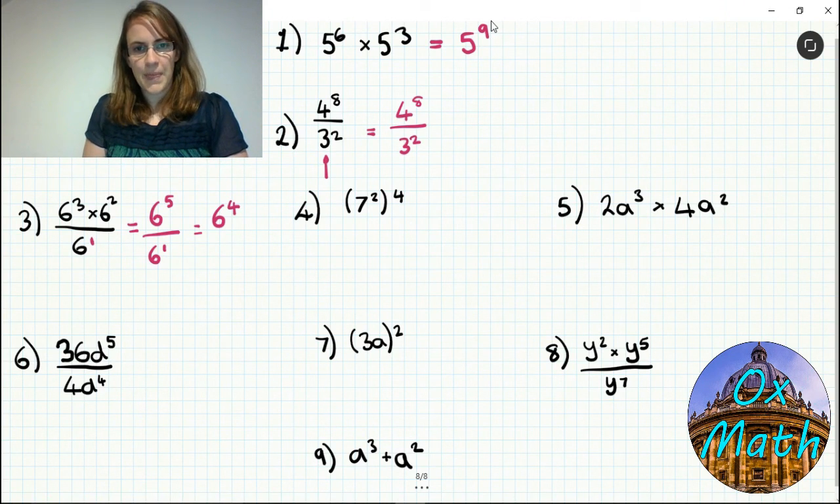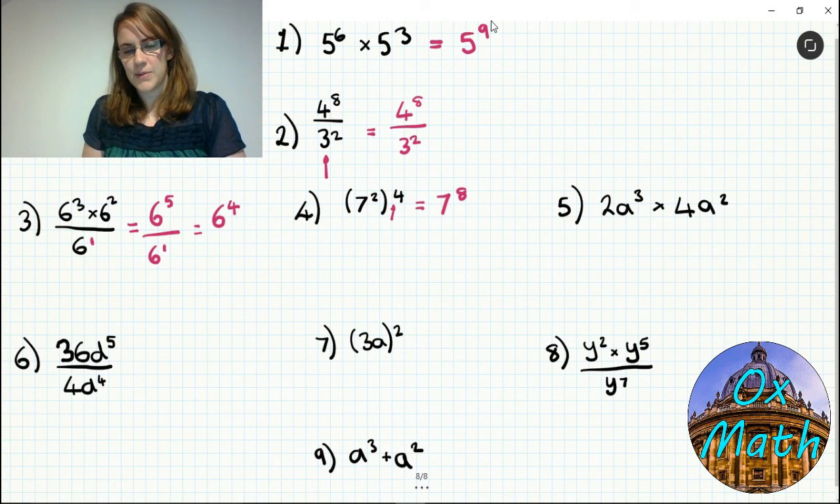Number 4, this 4 tells us that we use 7 squared 4 times, and 7 squared is using 7 twice. So we use 7 4 lots of 2 times. 4 times 2 is 8, so it is 7 to the power of 8. We multiply the 2 and the 4.